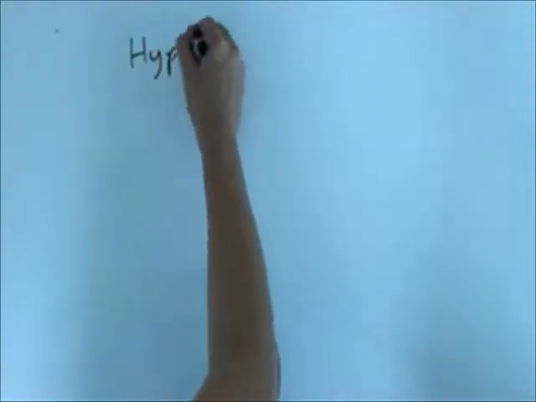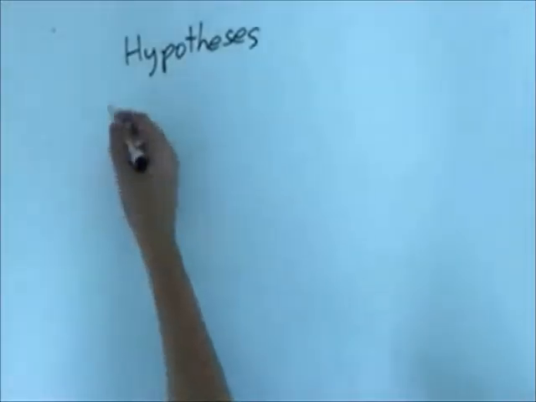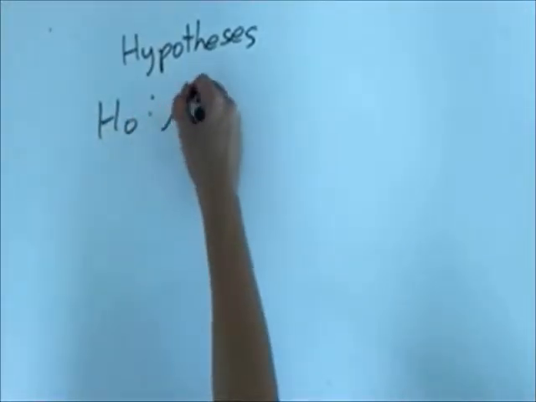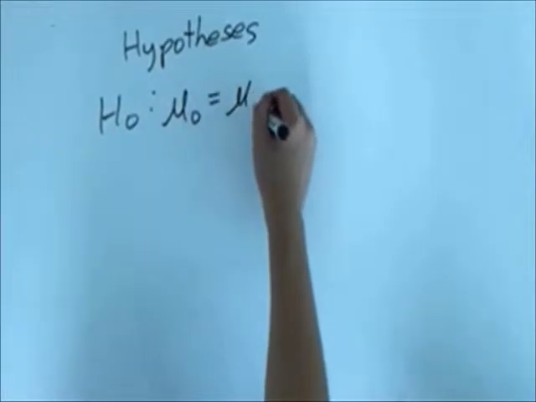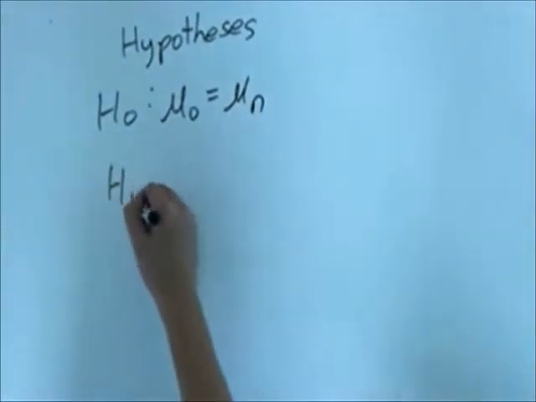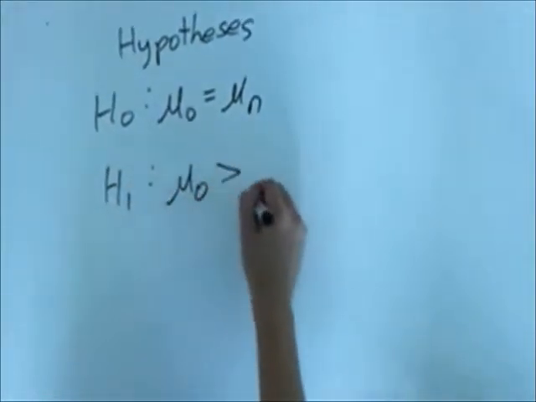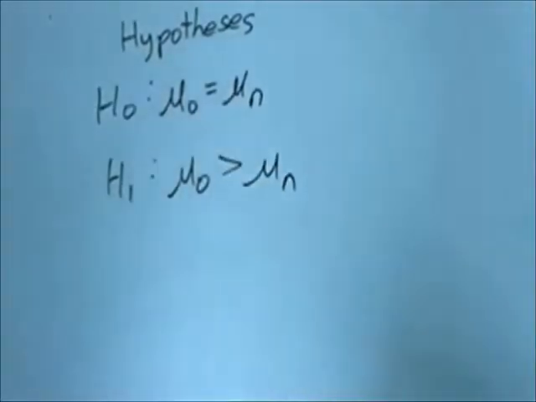For our null hypothesis, there is no difference in glucose level between normal and obese individuals. For our alternate hypothesis, the obese people's glucose level is higher than the glucose level of normal people.